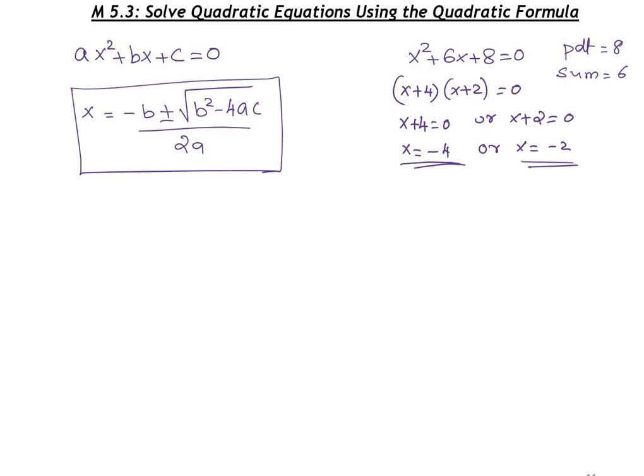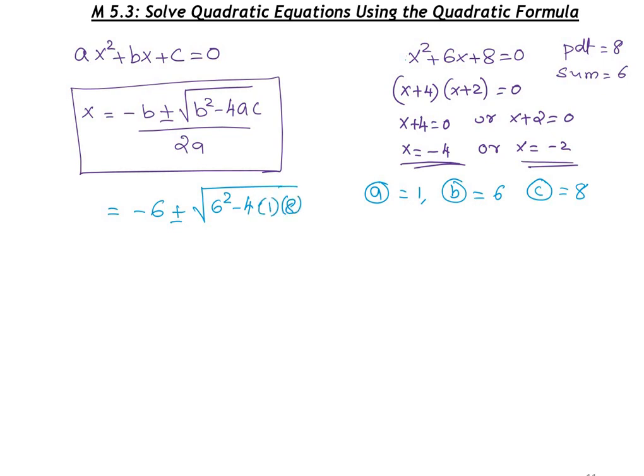And let us check whether there is any change if we use the formula or not. Now let us plug in the values in this formula. So it is negative b. So here a is equal to 1 because it is the coefficient of x squared, and b is the coefficient of x, that is 6, and c is the constant term, that is equal to 8. So negative b, negative 6 plus or minus square root of b squared, 6 squared, minus 4 times a is 1, c is 8, divided by 2 times a, that is 1.